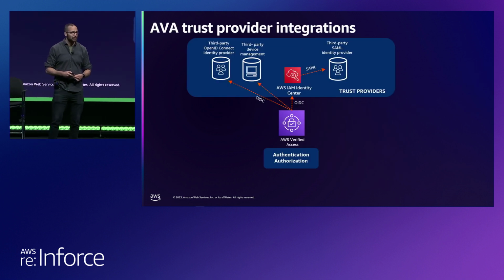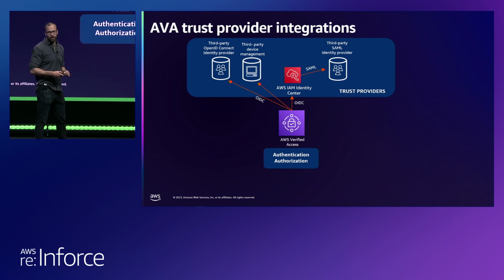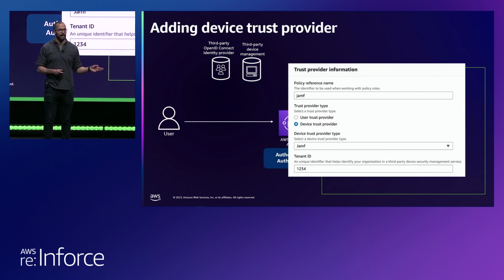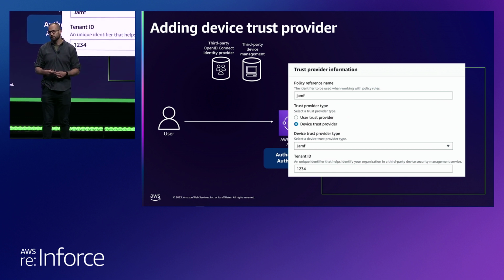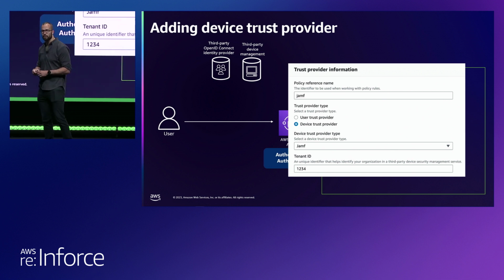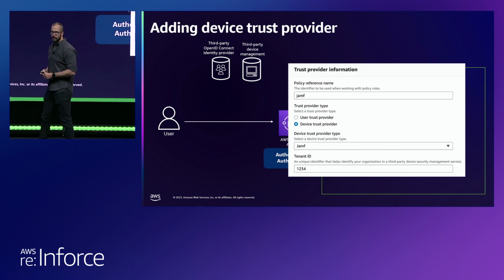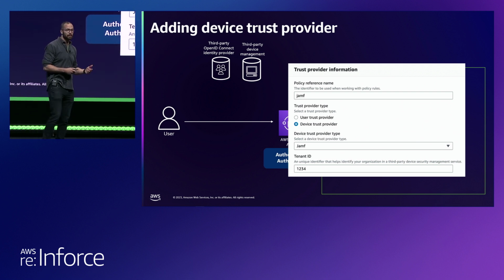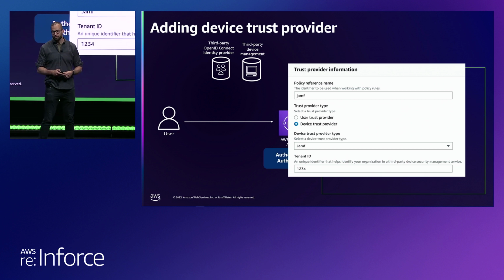Okay, so let's talk about the second option, using device management solutions. Let's assume Alice is using an Apple device, so we will use Jamf. But if she didn't use Apple, we could use CrowdStrike. We need to create another trust provider, this time for Jamf, and specify the tenant ID for our Jamf deployment, which we would get from Jamf.